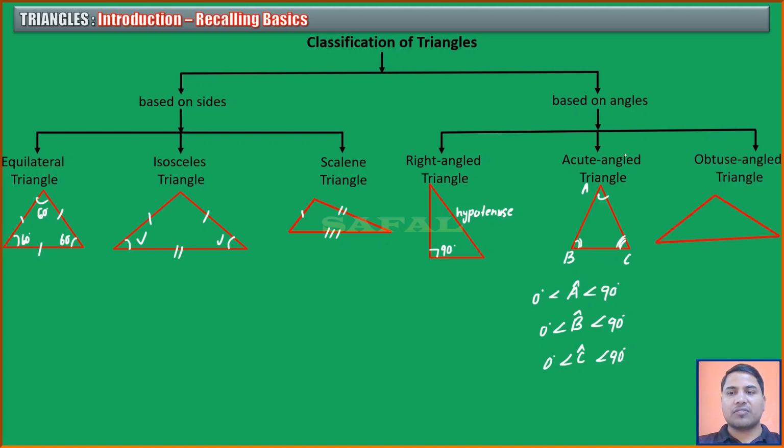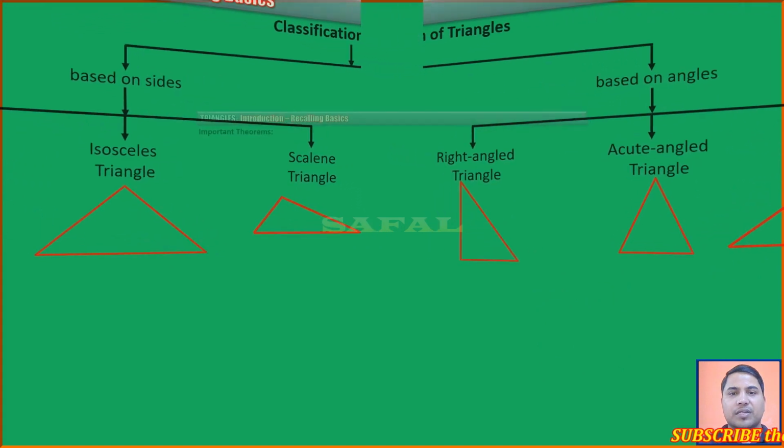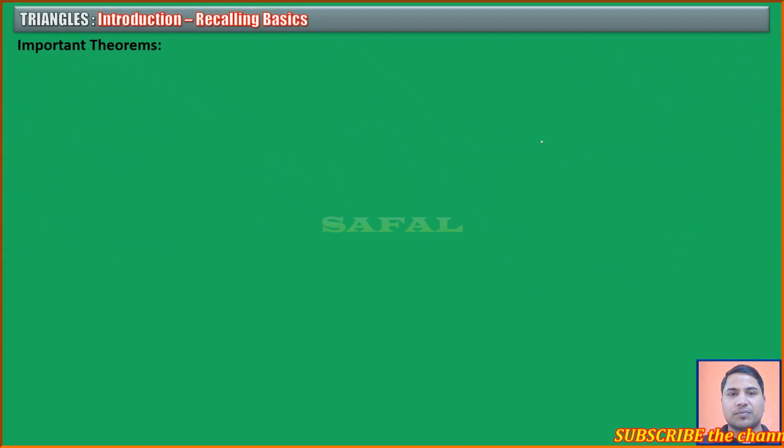Now if one of the angles of the triangle is greater than 90 degree, then the triangle is called what? Obtuse angle triangle. Here if I am naming the vertices A, B and C, I can see that angle A is greater than 90 degree. That means we call it an obtuse angle triangle if one angle is greater than 90 degree, and of course it has to be less than 180 degree. So these are the classifications based on sides and based on angles. Moving ahead, now some important theorems we also need to recall.